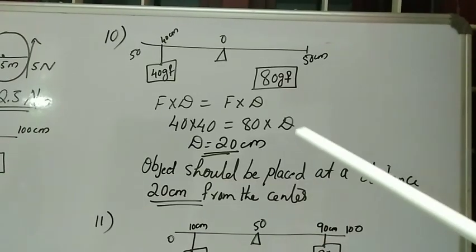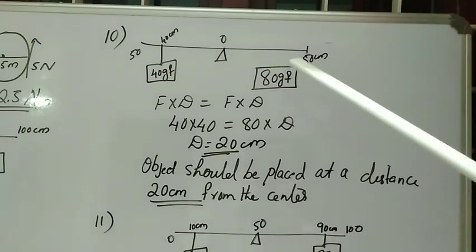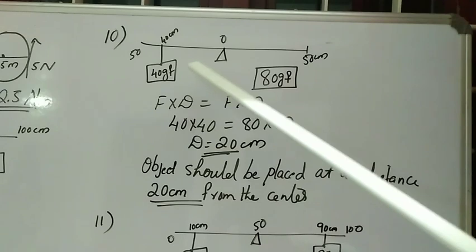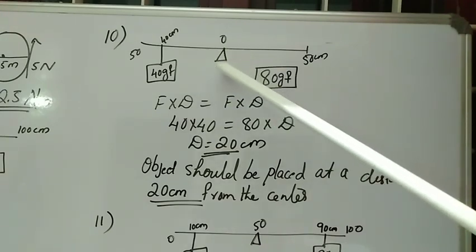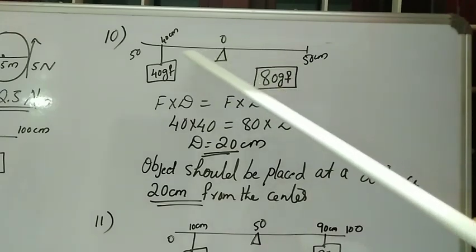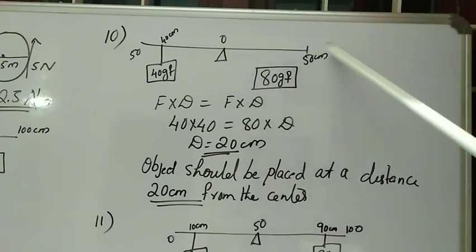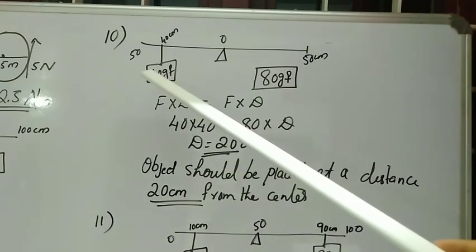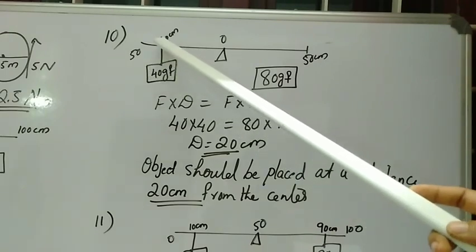Next, question number 10. Already the question diagram is given in the textbook. The picture is clear there. Here we can say again it is a uniform meter ruler. Pivot at the center 0. To this side 50 centimeter, this side 50 centimeter. That means it is a uniform meter ruler. And towards the left side you can see at the 40th centimeter.